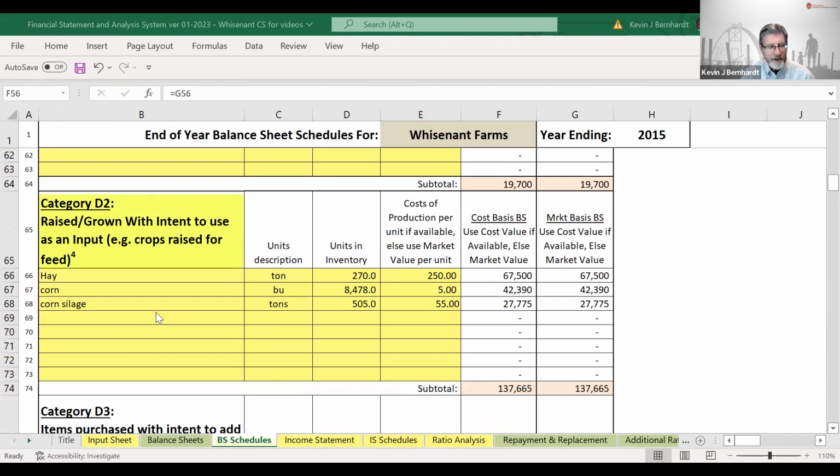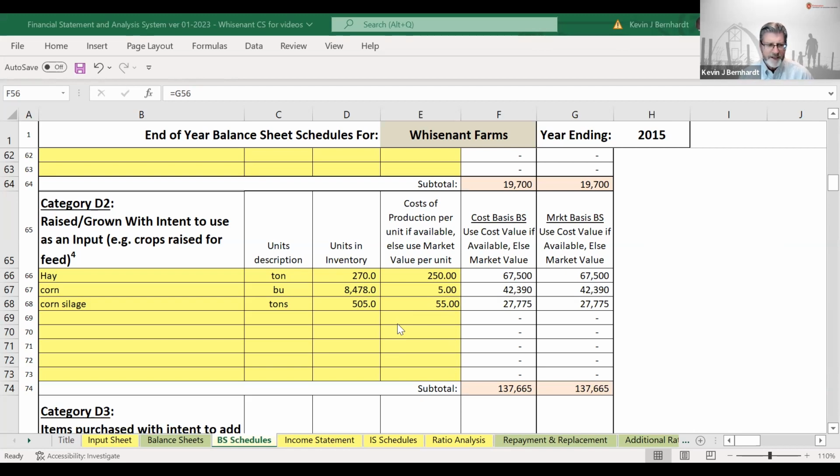Let's go to category D2 now. Category D2 is inventory that's been raised and grown as well, but it has the intent to be used as an input into another production process. So in this one, you can see they're all added for Wisnet Farms. We have some hay, some corn silage. The units are noted. How many units we have in inventory are recorded. And we have a choice here to either use cost of production or to use market value. Now, this is a challenging one. The Farm Financial Standards Council recommends that we use market value. But some people will say, well, wait a minute, why would I use market value? That's the reason I'm growing it in the first place, is to have a cheaper feed source. So it kind of depends on how you look at it on your farm.